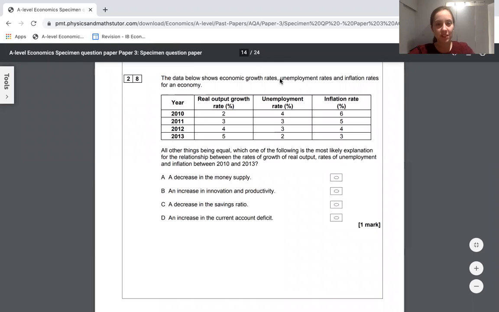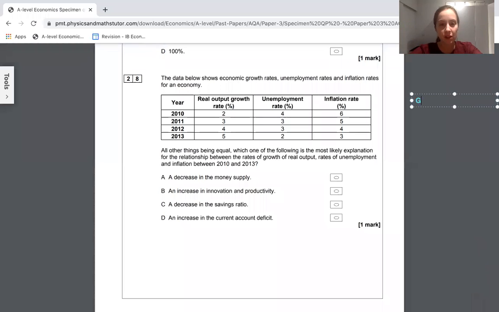Right, let's write down some of these relationships. So here we have growth has increased. We have unemployment has fallen. And we have inflation has fallen too. So what could cause all of this? I'll draw a graph. I think the most likely thing, drawing the Keynesian AS for those that have questions. No particular reason, doesn't really matter too much.